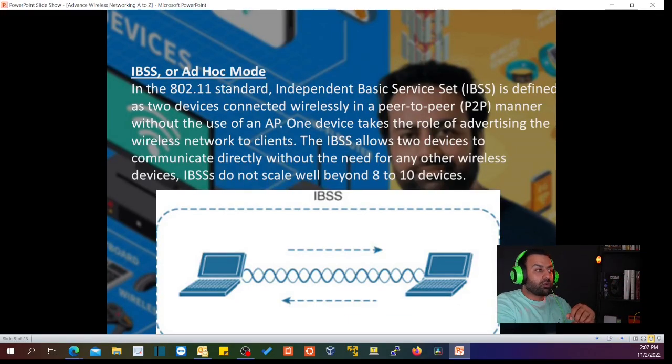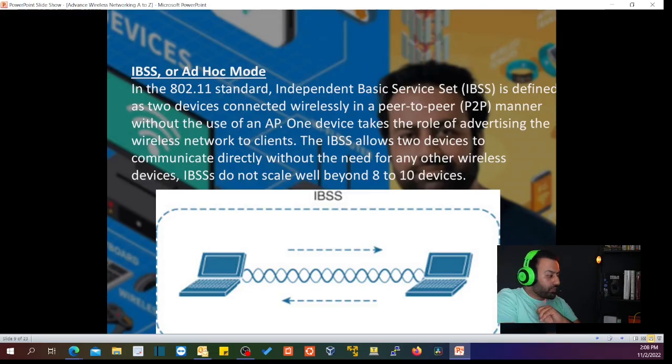All right, so now we have IBSS or ad hoc mode. This is the mode that we discuss. We have ad hoc mode and we have infrastructure mode. So this is the ad hoc mode. In the 802.11 standard, independent basic service set (IBSS) is defined as two devices connected wirelessly and peer-to-peer (P2P). Guys, P2P stands for peer-to-peer, one with another.